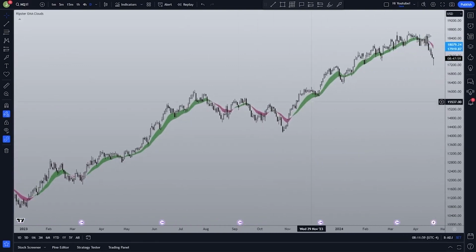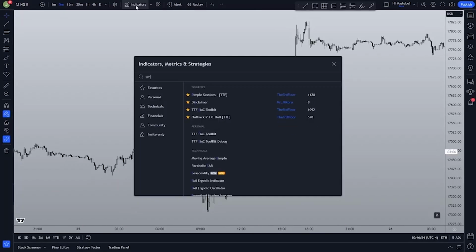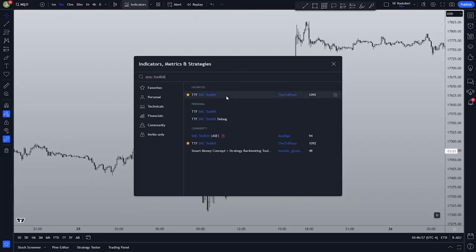you can hop down to a lower time frame and look for your entry model that matches the bias's direction. Let's start with an indicator called SMC Toolkit by us here at the trading floor. Let's open up the settings and rearrange some stuff.